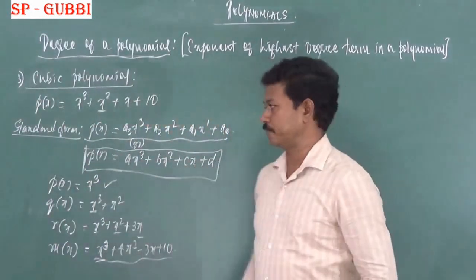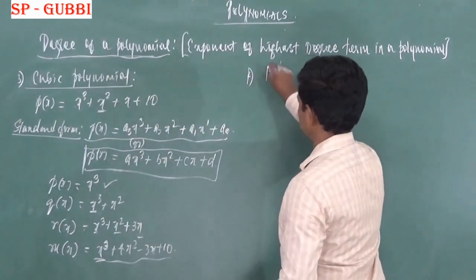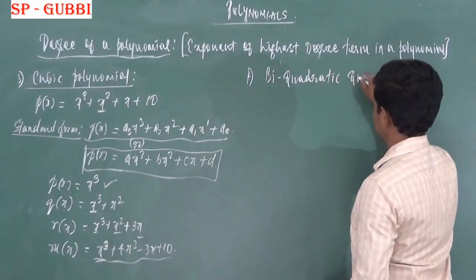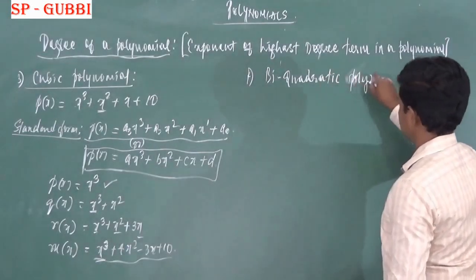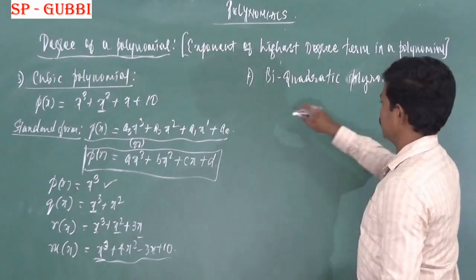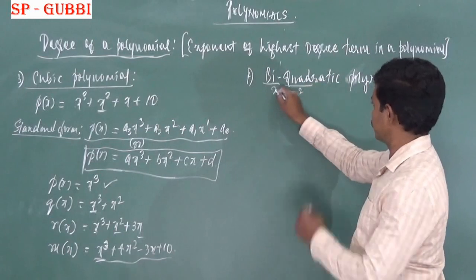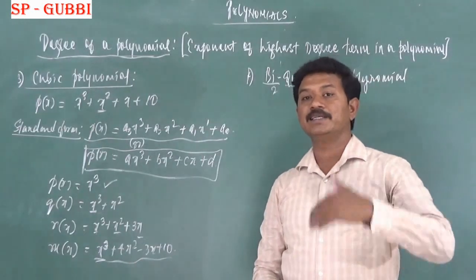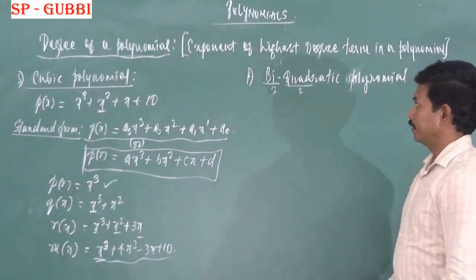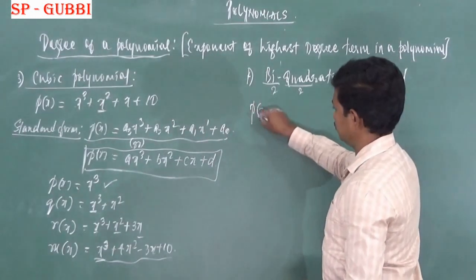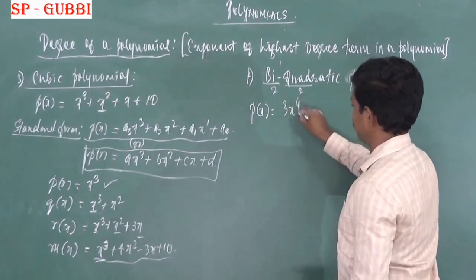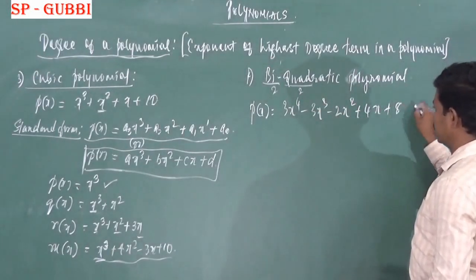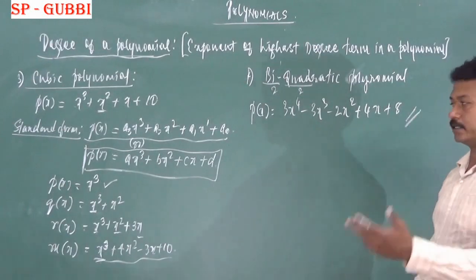So let us go with another type of polynomial, that is biquadratic polynomial. Here bi stands for 2, quadra stands for 2, so therefore 2 plus 2 is 4. If a particular polynomial involves a variable with degree 4, then it is called a biquadratic polynomial. I will write the polynomial, for example, 3x to the power 4 minus 3x cube minus 2x square plus 4x plus 8. This is an example of a biquadratic polynomial.